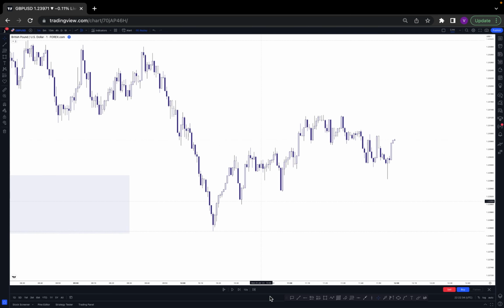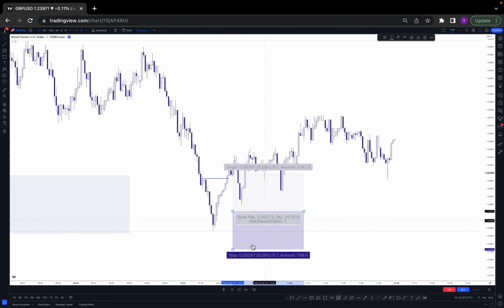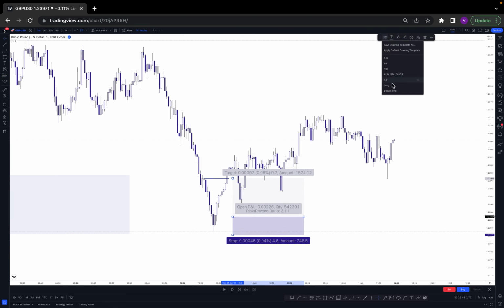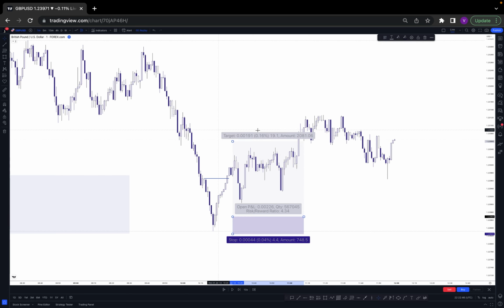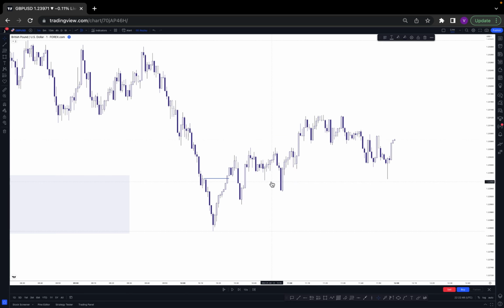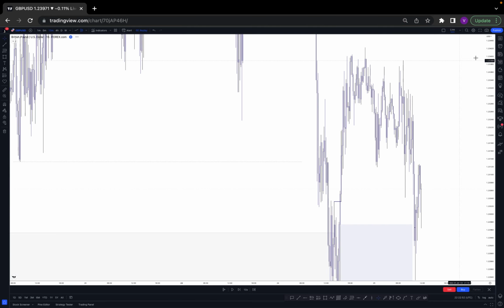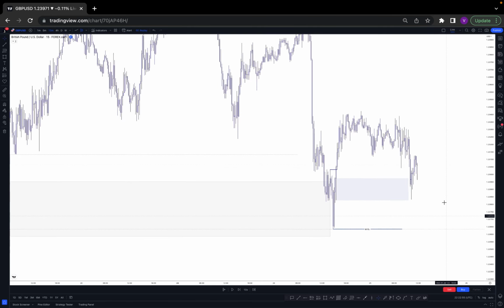Coming into the M1, I had my entry model set up, but I did not get tagged in. I like to protect my low, and I like to have less than 4 pips stop loss, but I wasn't tagged in, which is fine, and I just had my order there. Then I went back to the M15 and let's play this forward.